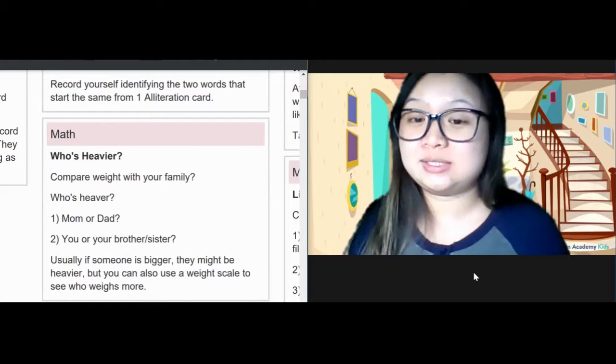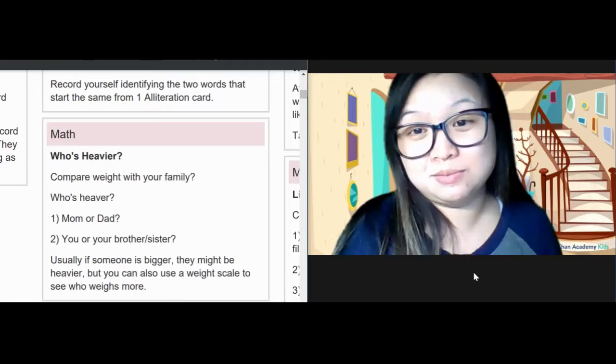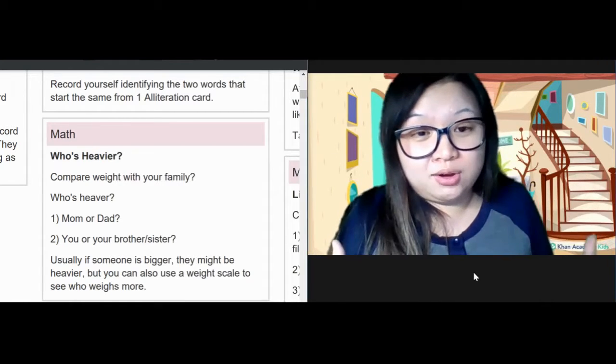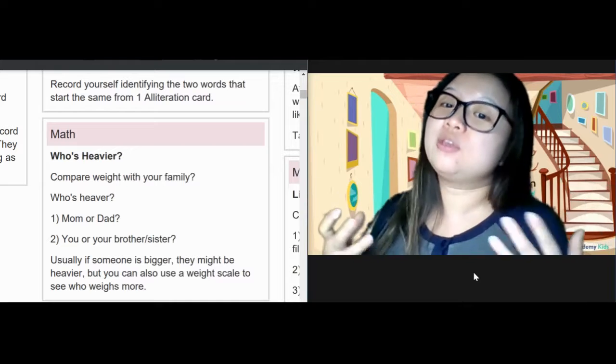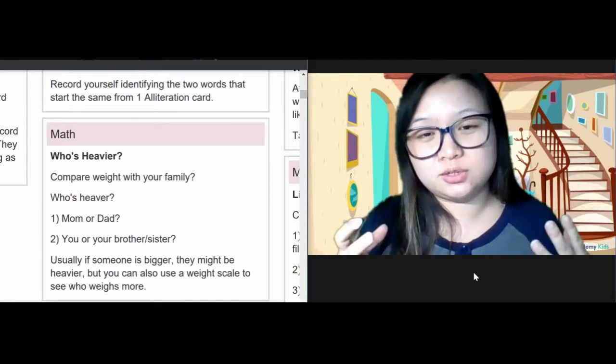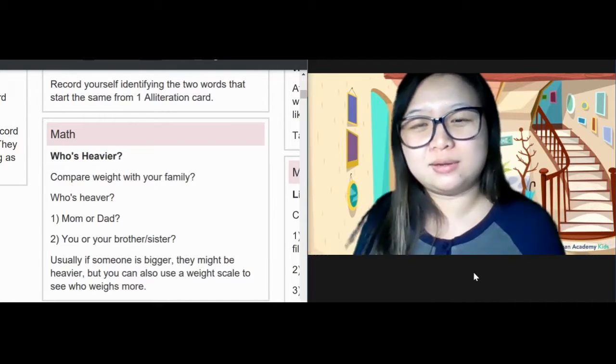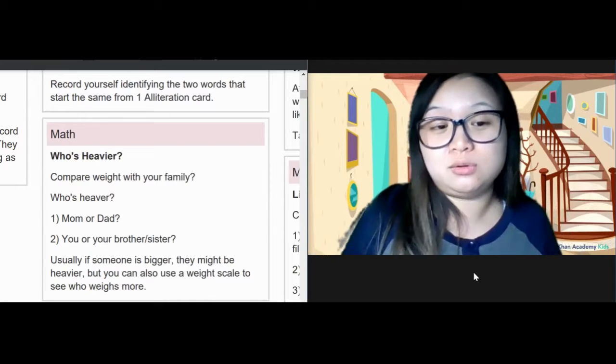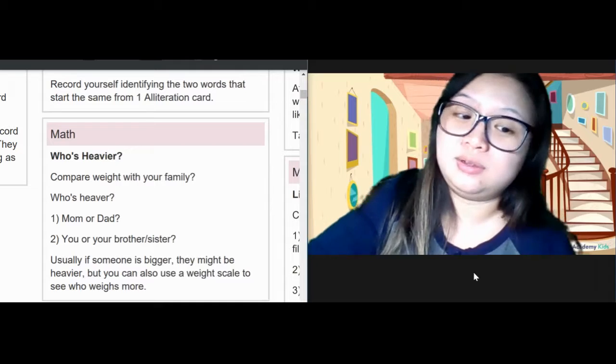And if you don't have a weight scale, it's okay. You can just guess based on how big someone is by trying to carry someone. You can say, oh, you feel much more heavy. Or you can try carrying someone, and oh, you're light. It's not too heavy to carry you. So sometimes you can use your muscles too to tell if someone's heavier or lighter.